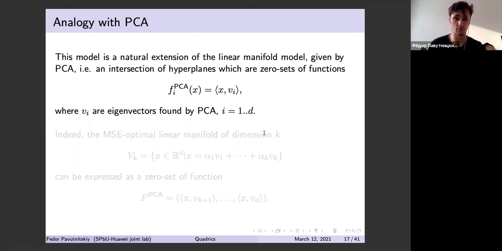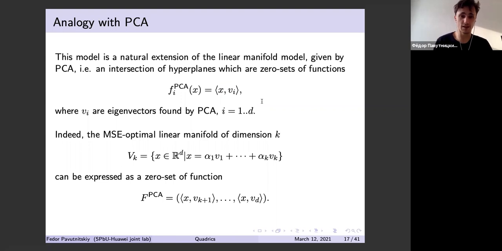So PCA, principal component analysis, can also be thought of as a manifold learning algorithm, which just finds a linear manifold that fits the data the best. I won't recall the whole algorithm; I hope you're familiar with it. But what I want to say is that PCA can be thought of as an algorithm that finds a zero set of a certain function, a function which is a tuple of these inner products, where these vectors are the eigenvectors found by PCA.